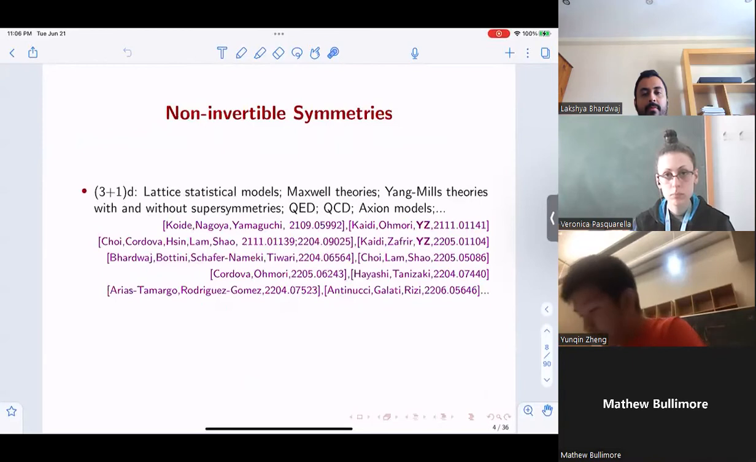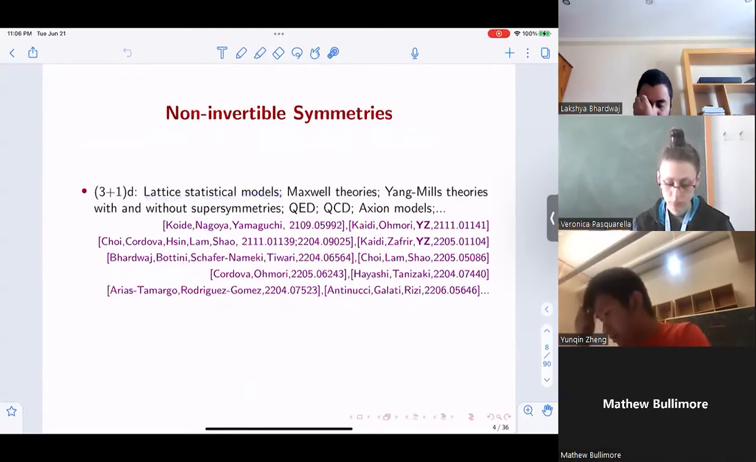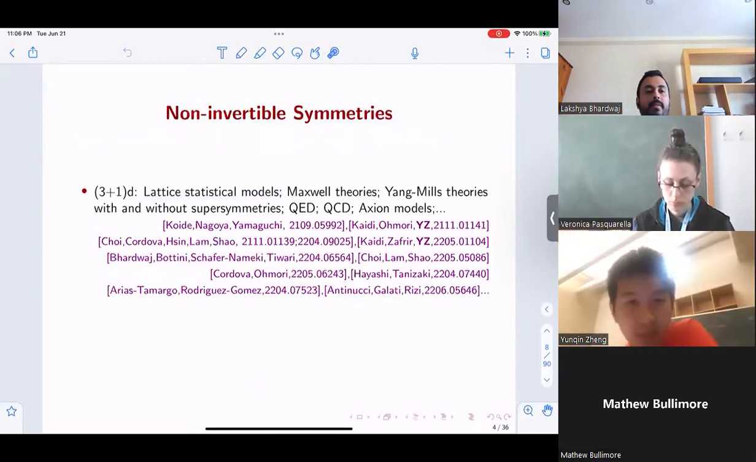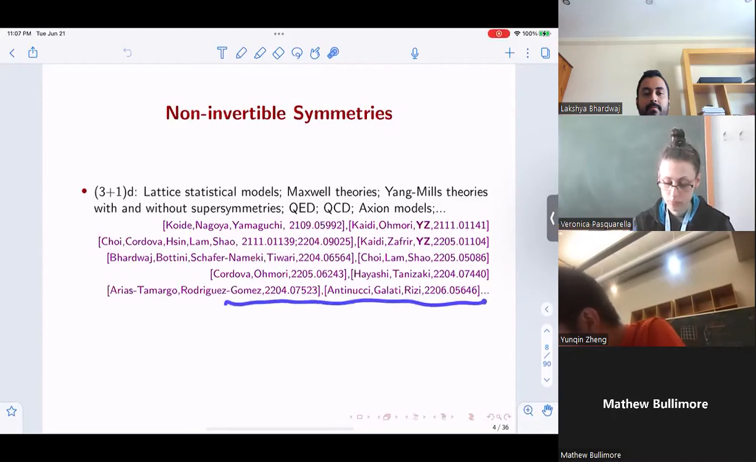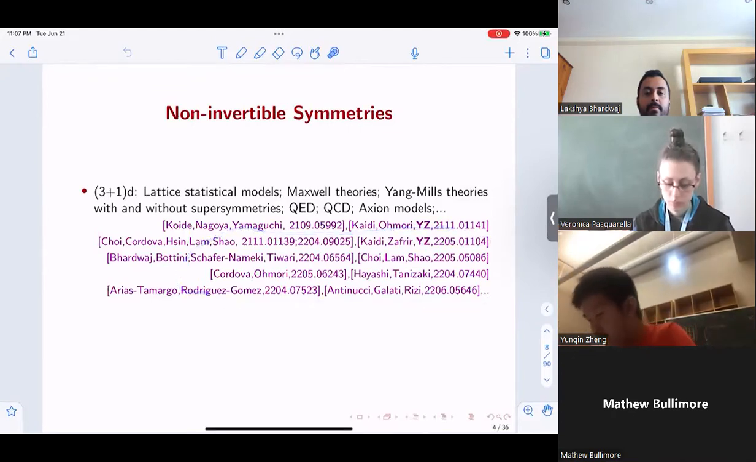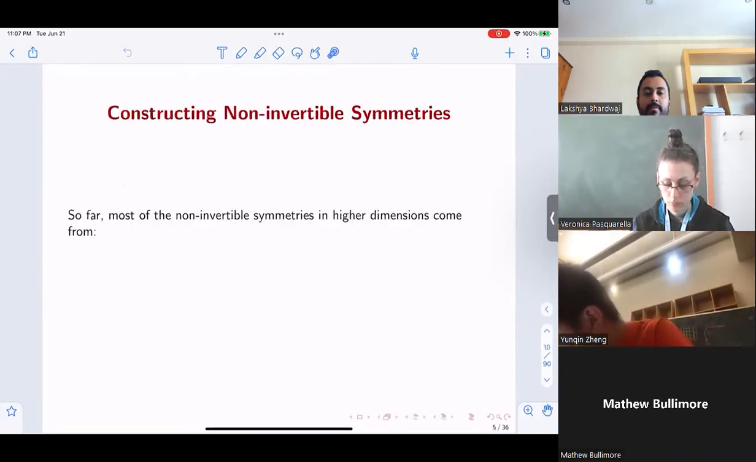And in 3+1 dimensions, non-invertible symmetries can also appear in various models, like lattice statistical models, the Maxwell theory, Yang-Mills theories with and without supersymmetry, QEDs, QCDs, axion models, and many others. As you can see, especially in the recent three or four months, there are tons of papers discussing this subject. Non-invertible symmetries can also appear in higher-dimensional theories, and I will not list them here.